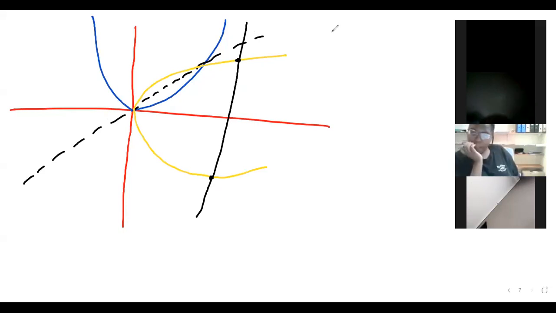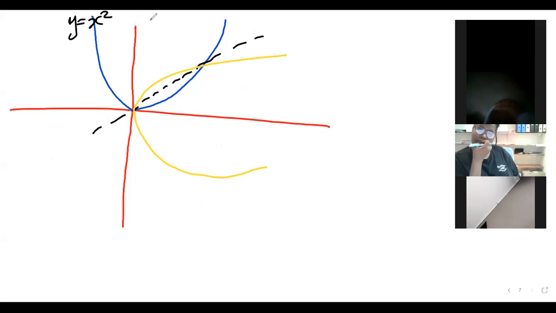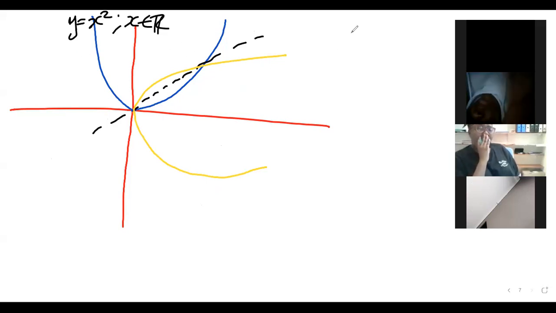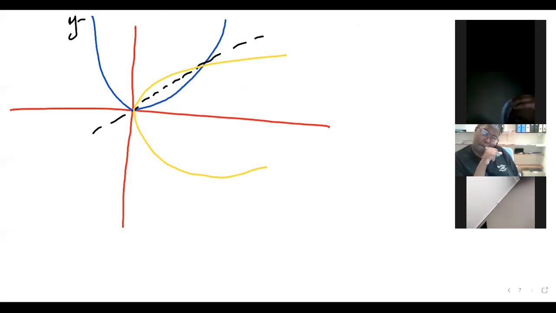So how do you make the inverse of a parabola a function? You restrict the domain. Restricting the domain means, remember, this is a graph of y equals x squared for x a set of real numbers. That means from negative infinity to positive infinity. So restricting the domain means I'll do this.